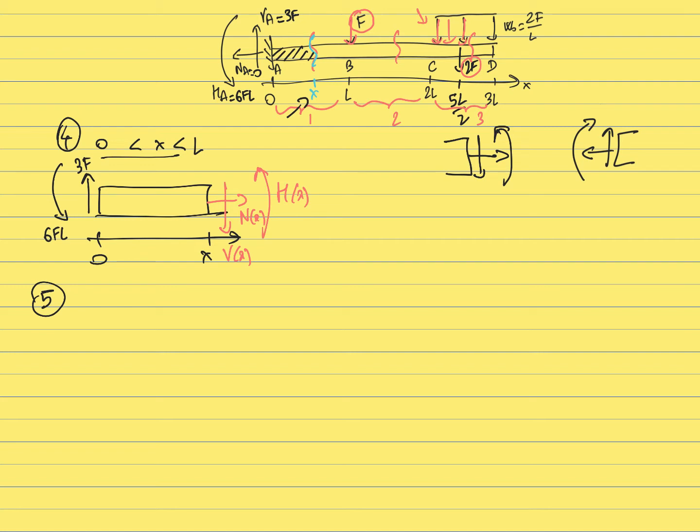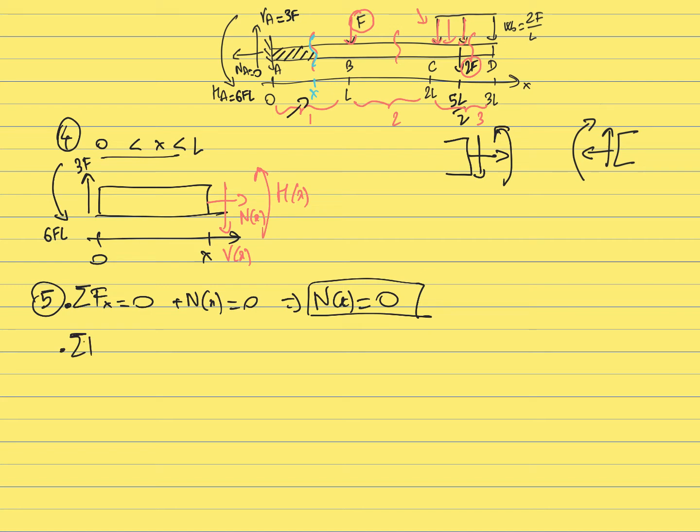So let's start with the fact that the sum of the projection of the forces along the x-axis is equal to 0. In this case, the only horizontal force is N of x. It has a positive projection, so it's equal to 0. So in this case, it means that the internal load N of x is equal to 0.